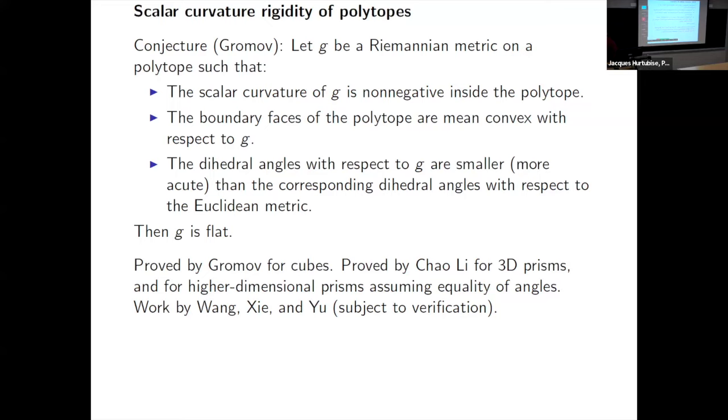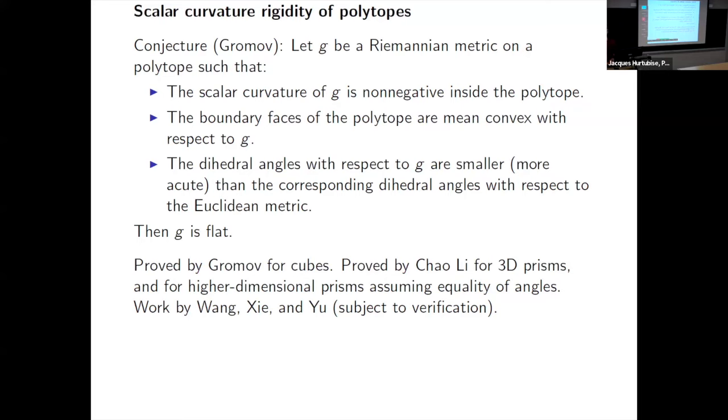Now, this result was proved by Gromov himself in the special case of cubes. He did it by a reduction to these earlier rigidity results. You can do a reflection and then you can reduce it to the existing results.